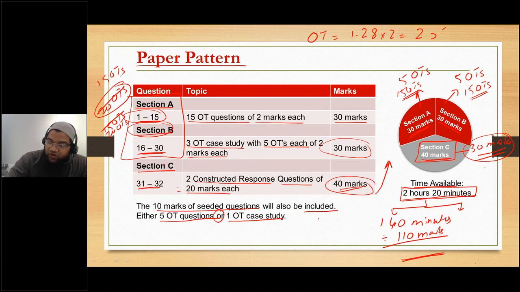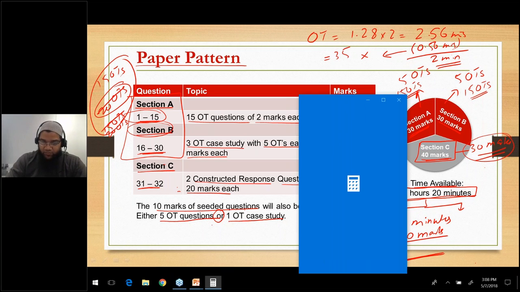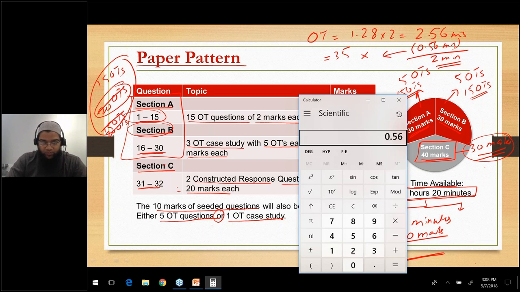What if we save 0.56 minutes from this and we try to solve one OT in 2 minutes? The 0.56 into how many OTs will be there? 35 OTs will be there. So 0.56 into 15 OTs and 20 OTs makes it 35. So you are going to save approximately 20 minutes from the OT questions.